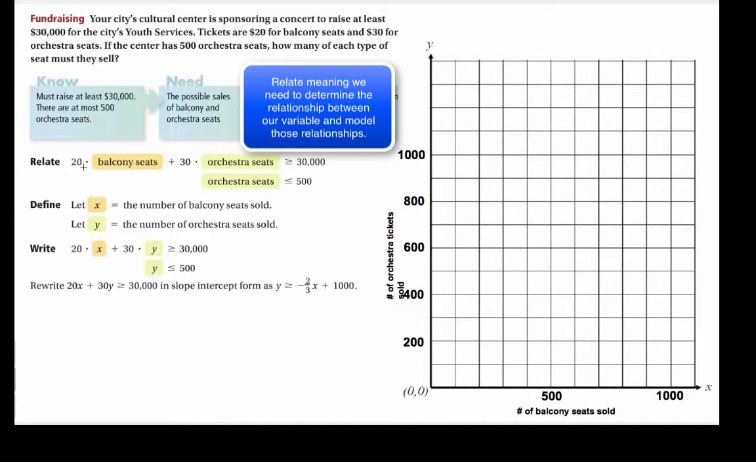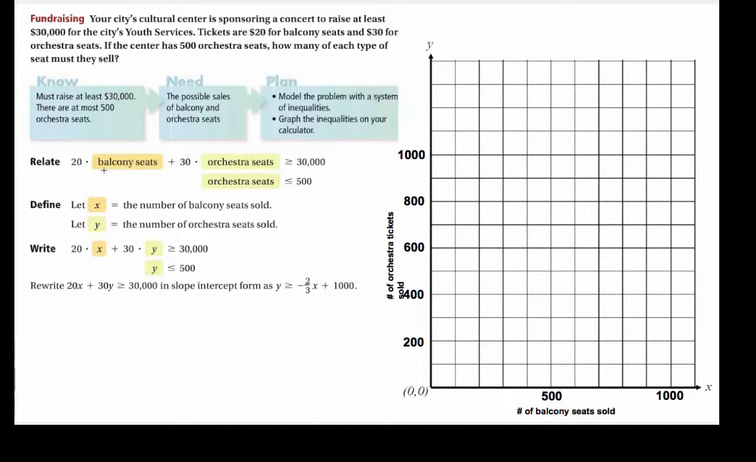So here we go. We've got 20 times the number of balcony seats, because it tells us $20 for balcony seats. So $20 per seat. 20 times the number of balcony seats, plus 30 times orchestra seats, because it's $30 per orchestra seat. That amount of money that's raised right there needs to be greater than or equal to $30,000, because it says we want to raise at least $30,000. So there's my first inequality.